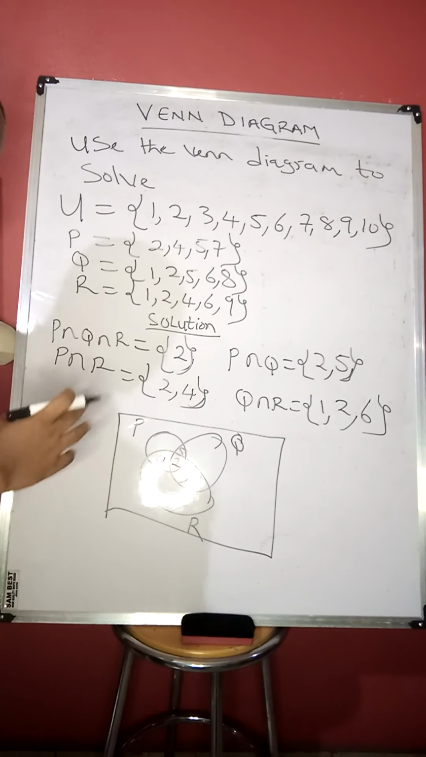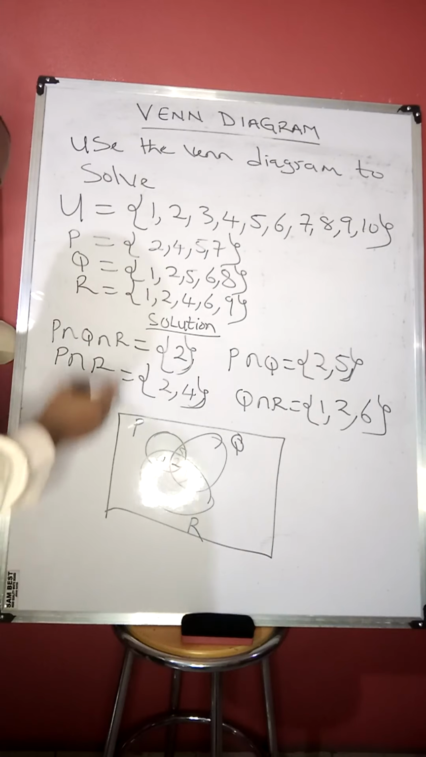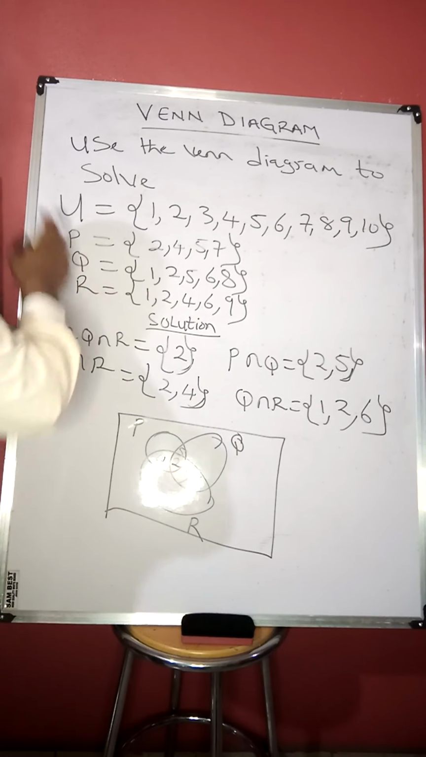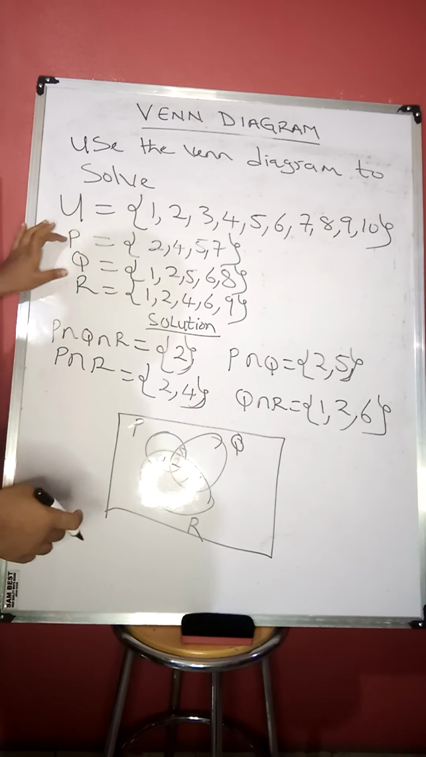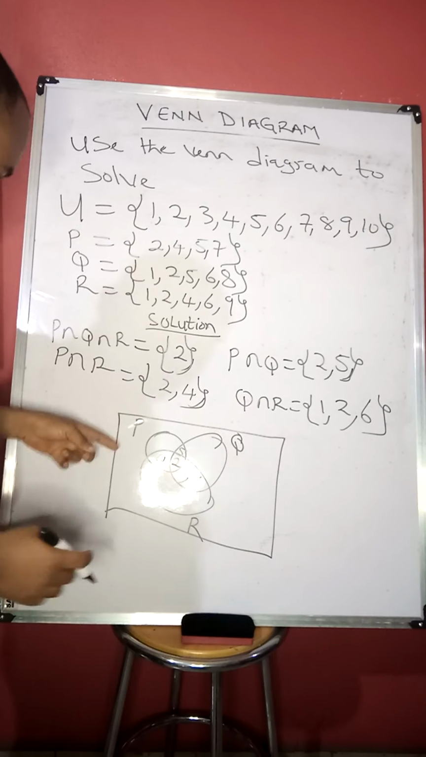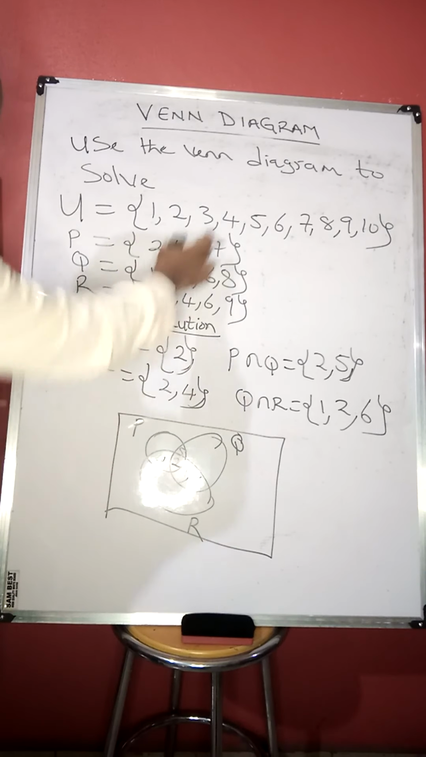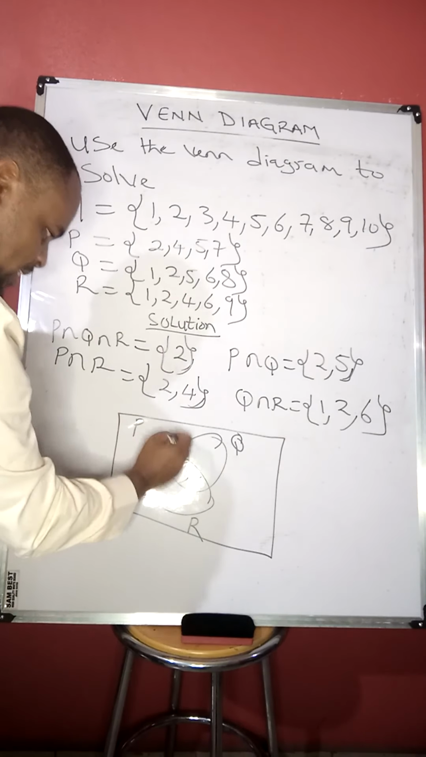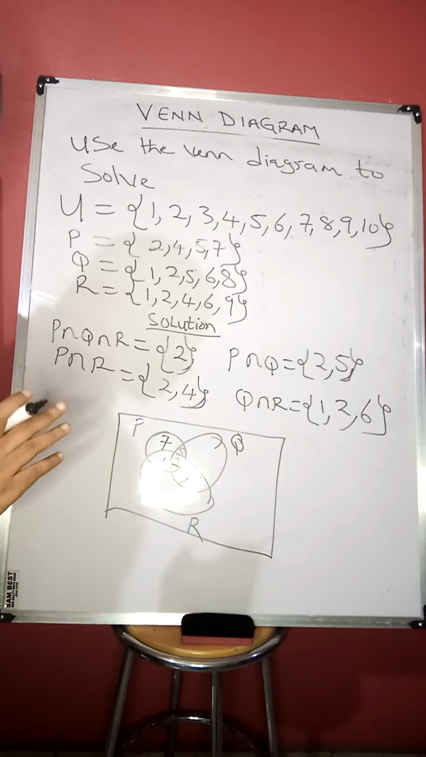Now we've written all the intersections. The other things we need to write are the other elements in P. So what are the other elements in P? P, I have 2, 4, 5, 7. What have I written? I've written 2, 4, 5. It remains 7. So I'll be writing 7 inside here. Hope you're following me clearly.